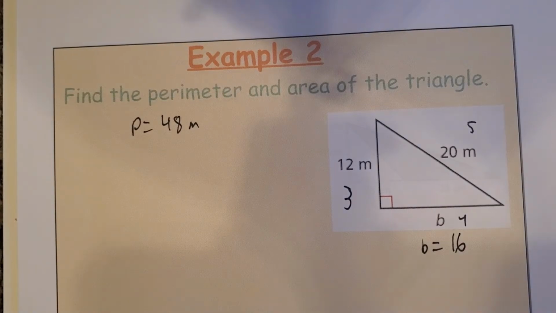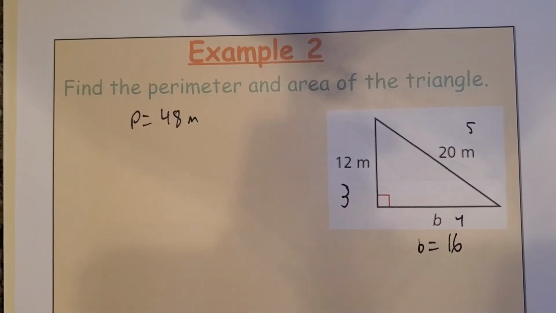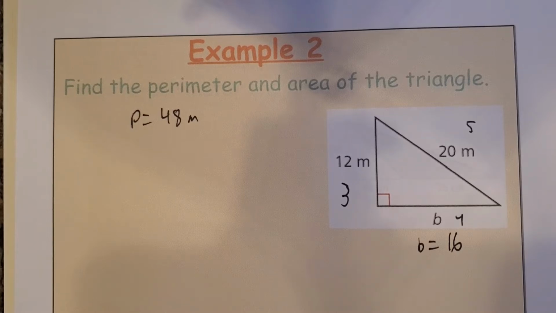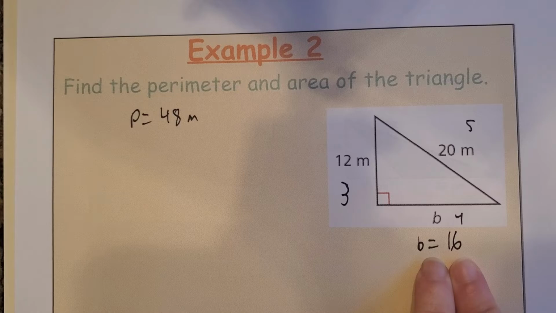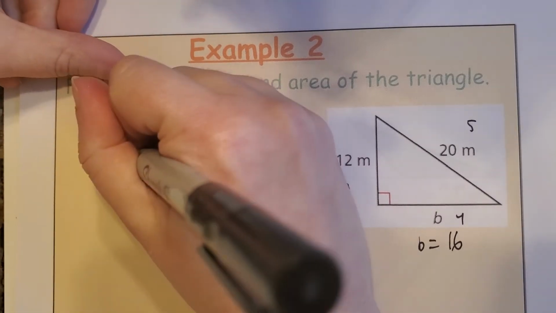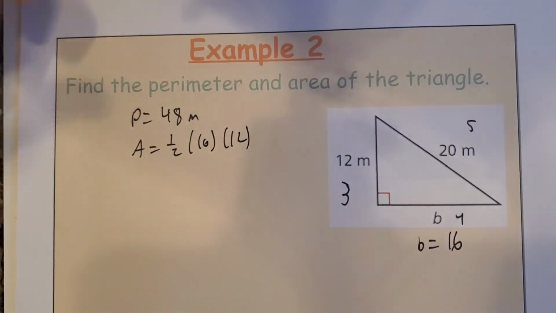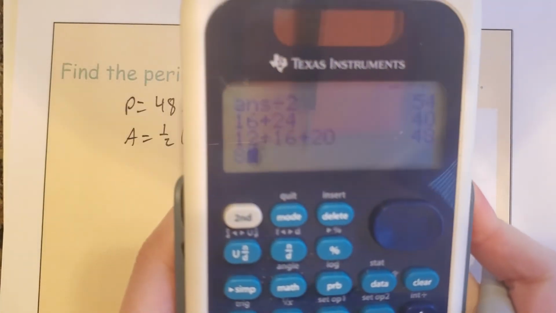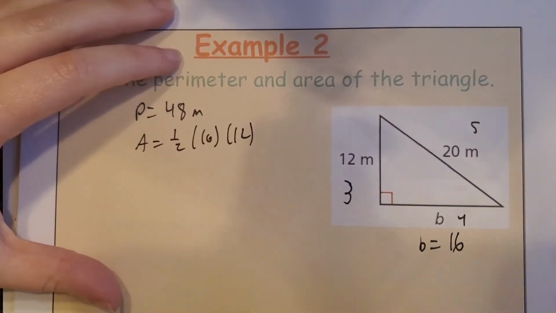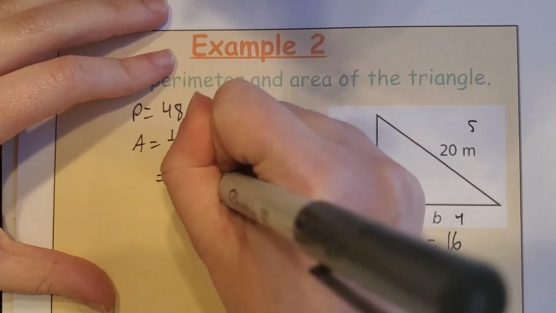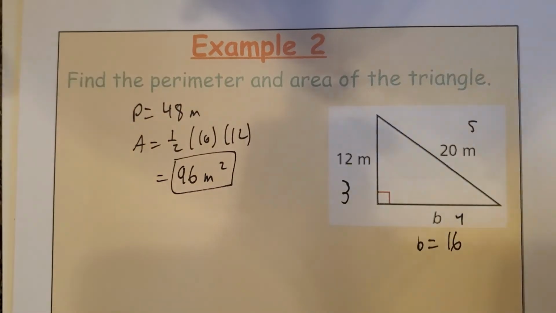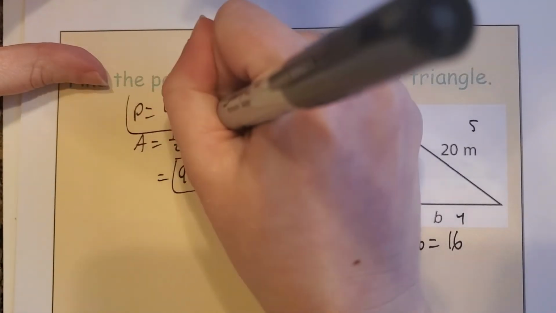All right. And again, when we talk about base versus height, the base we usually refer to as the bottom part that rests on the ground. And then the height always has to be perpendicular to that horizontal base. So in this case, our base is 16 and our height is 12. So the area is going to be 1/2 of 16 times 12, which is 8 times 12, which is 96. So 96 meters squared. And there you go.